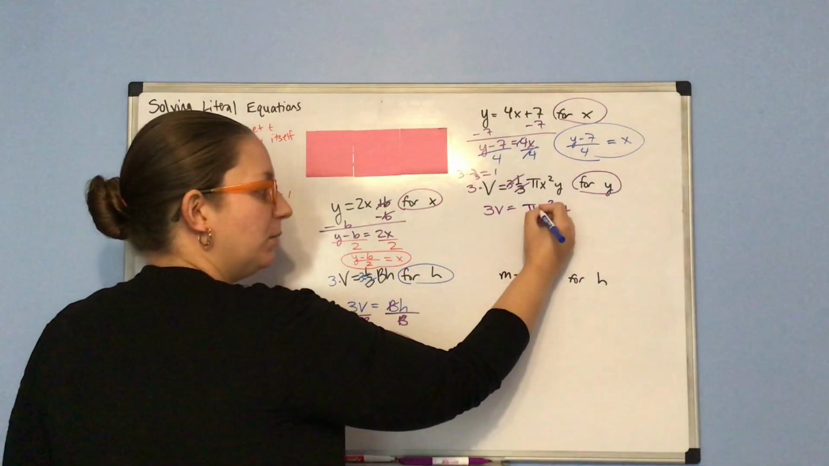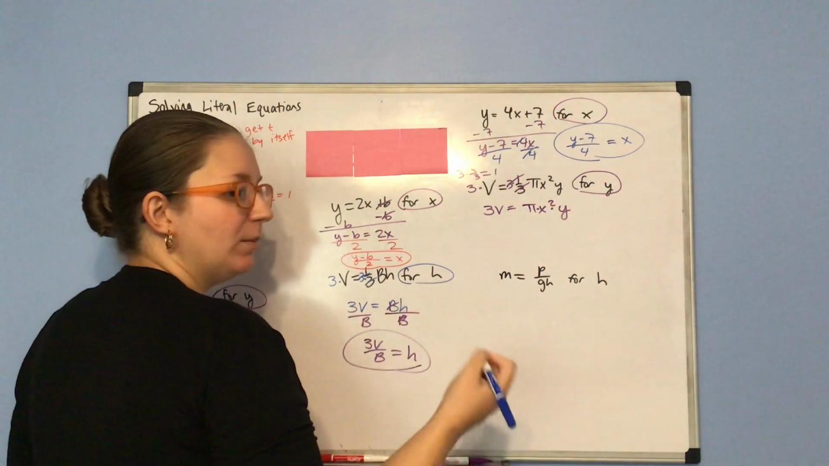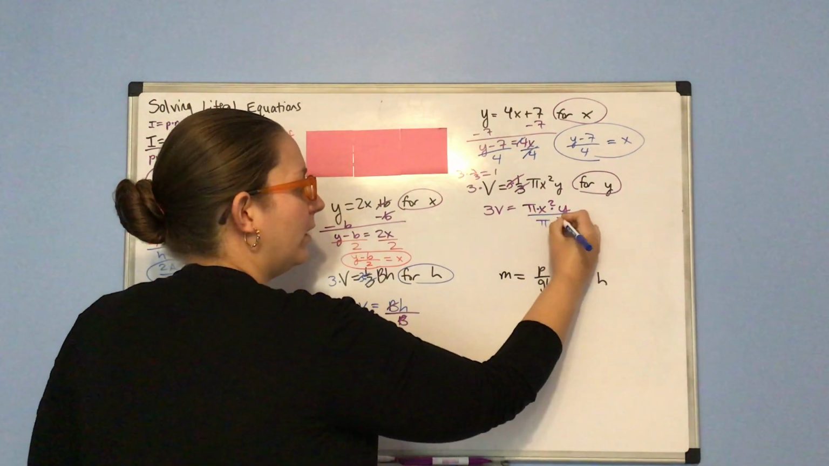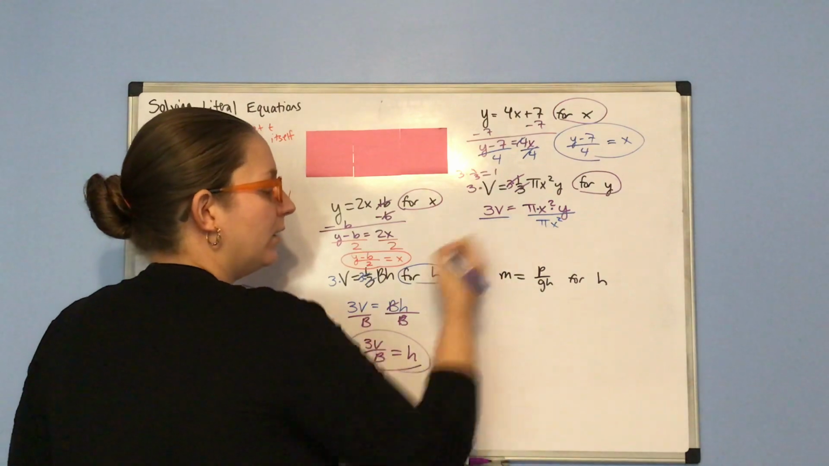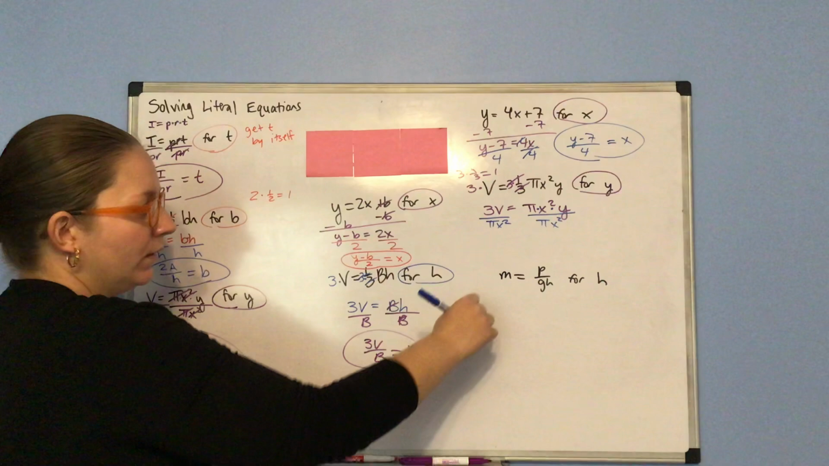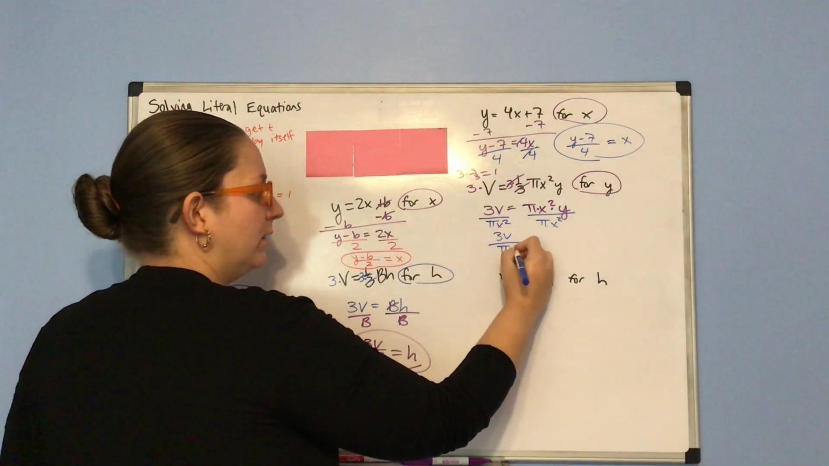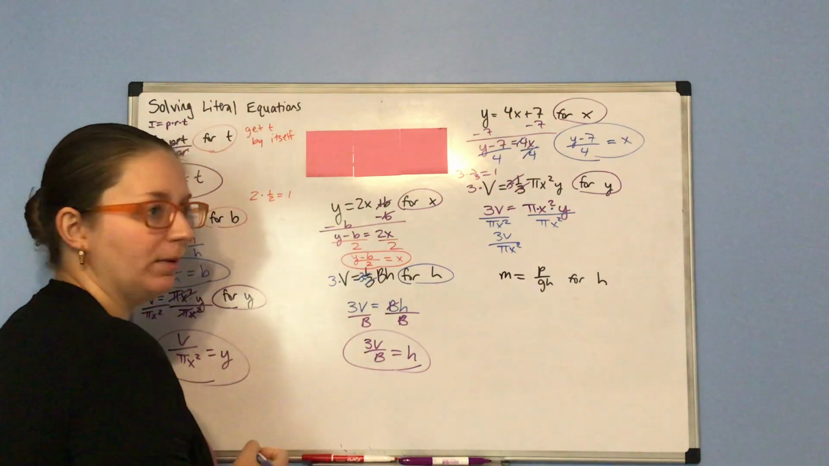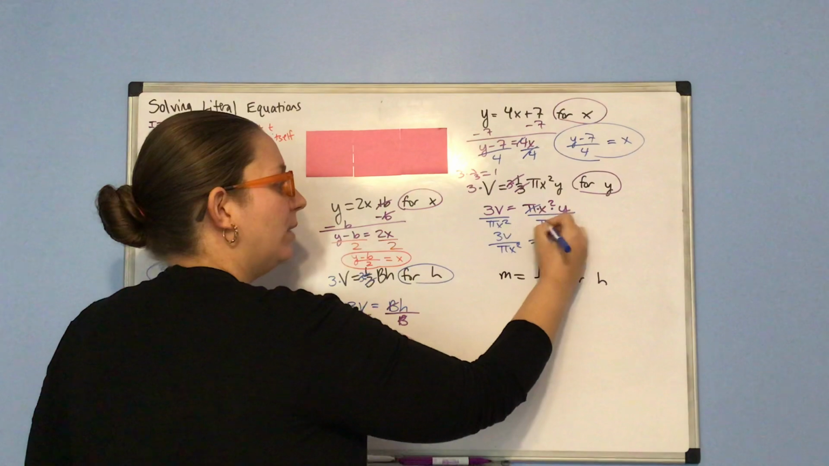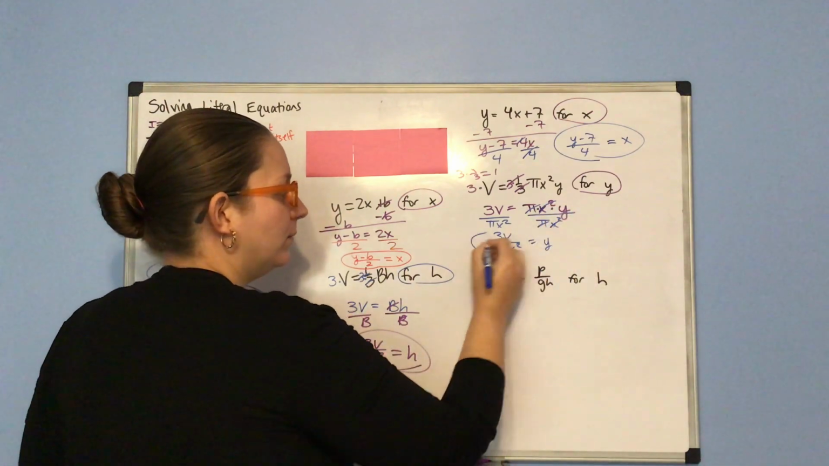Now, y is not by itself yet. y is technically being multiplied by pi and x squared. To undo multiplying by pi and x squared, we do the opposite, which is divide by pi x squared. Anything I do to one side, I have to do to the other. This fraction, I can't do anything to simplify it. It's just going to stay 3V over pi x squared. It might look a little crazy, but it's right. On the right side, the pi's have canceled, the x squareds are canceled. I get just y.